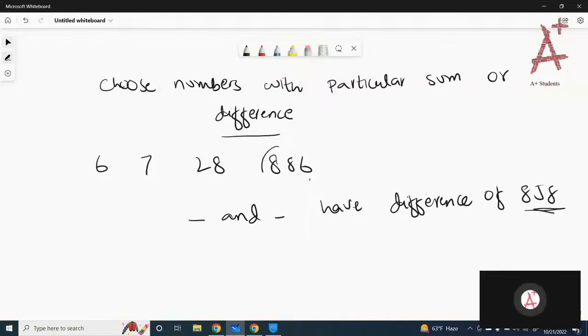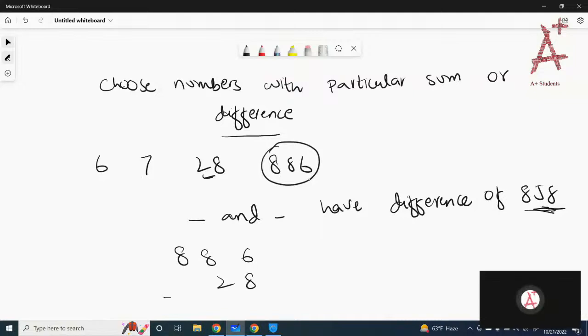So it is 858. That means the greatest number, 886, is involved. Now you have to find the other one that when subtracted from 886 has the answer 858. Got it? So the rest of the three numbers are 6, 7, and 28. The difference is greater than 6 and 7.